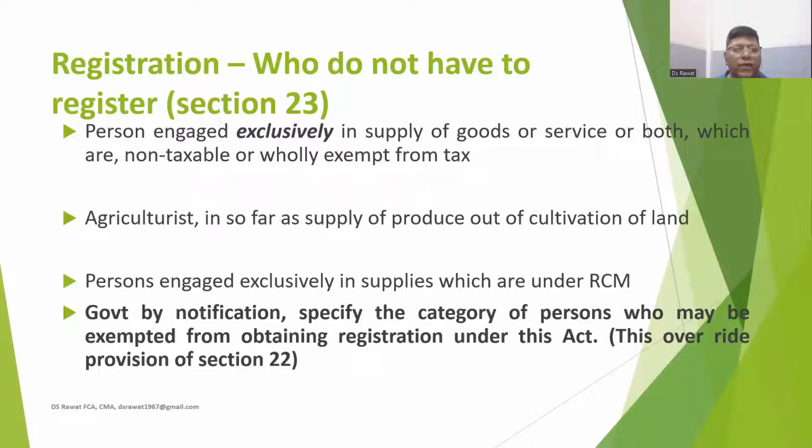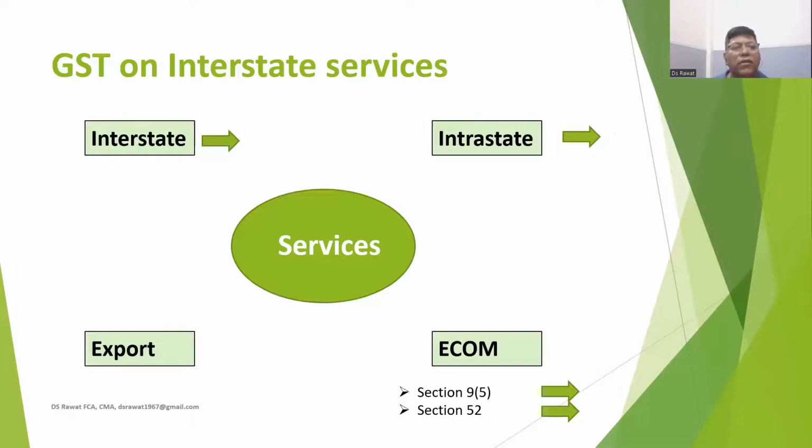And in section 23, there are requirements when a person need not take registrations. One such thing is in section 23 subsection 2, where government has by notifications granted exemptions from obtaining registrations. Now we come to the services. It may be intrastate, it may be interstate, it may be export, or through the e-com operator. First, we will go to the interstate.